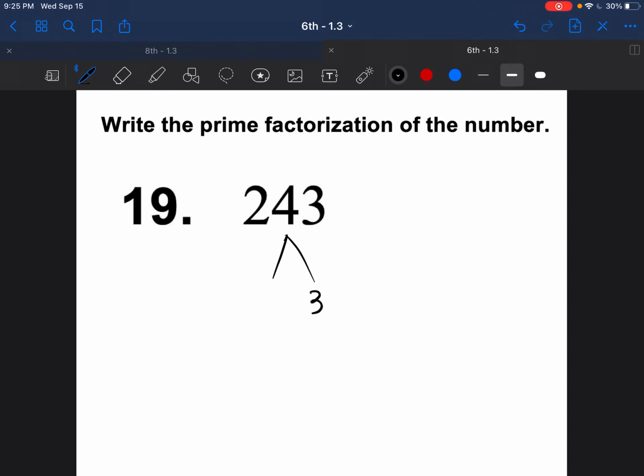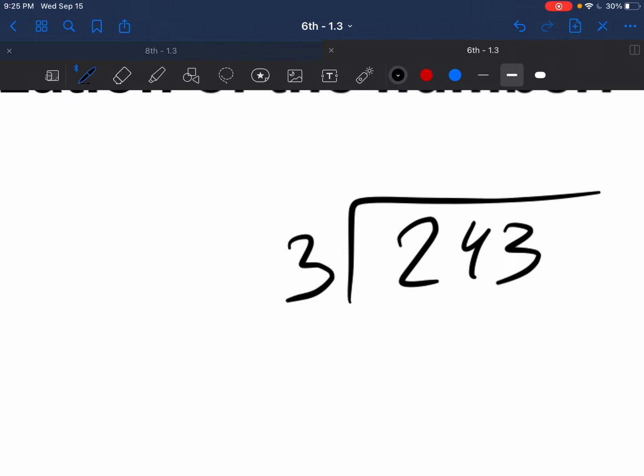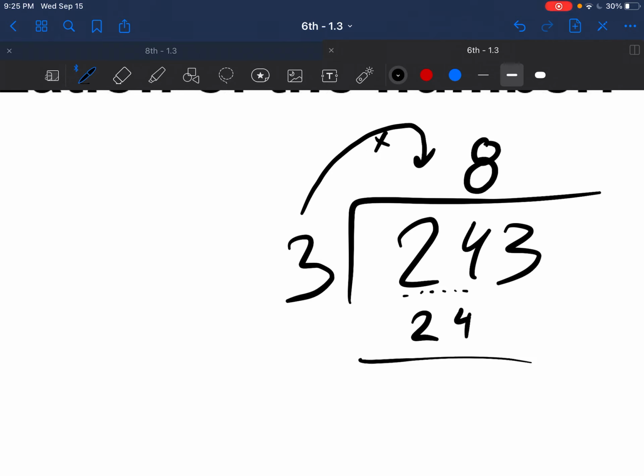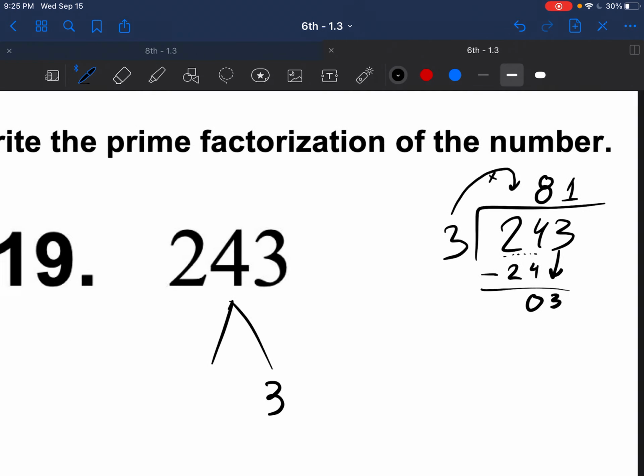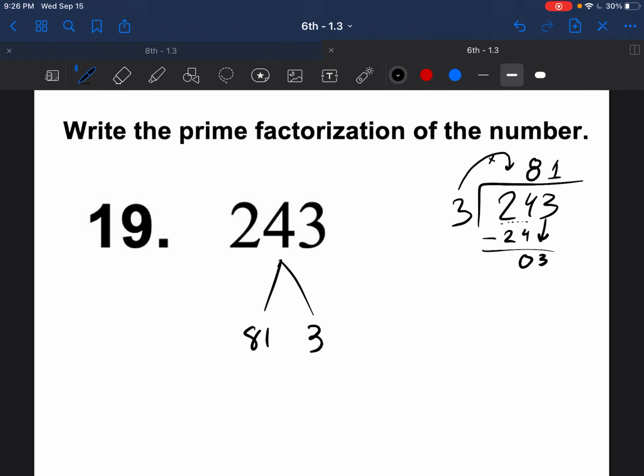Good thing we know how to divide, so let's divide. 243 divided by 3. Write it down. Show your work. 3 does not go into 2, but 3 does go into 24. How many times? 8 times. 8 times 3 is 24. 24 minus 24 is 0. Bring down the 3. Does 3 go into 3? Yes, it does. 1 time. So it's going to be 81 times 3 is 243. We know 3 is a prime number, so we're done with that.